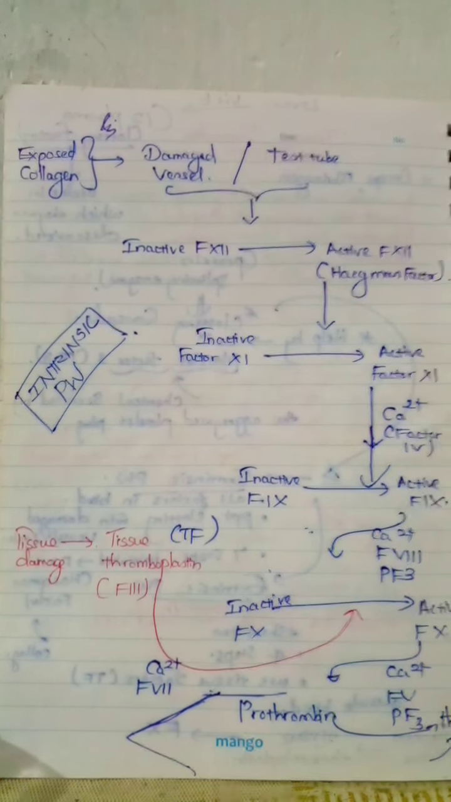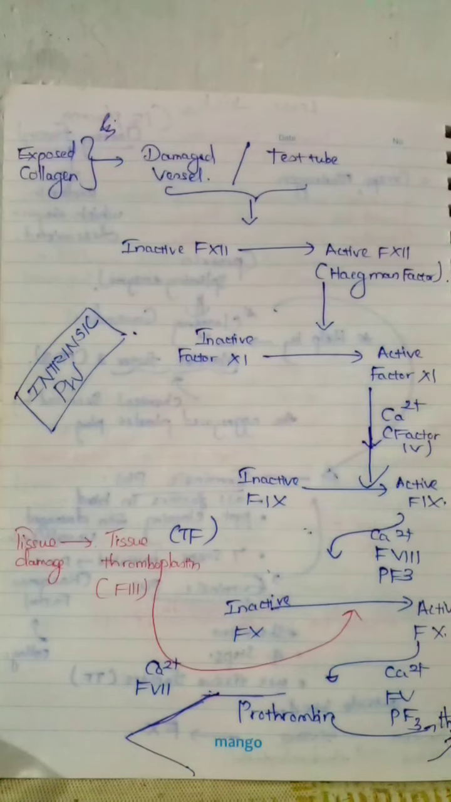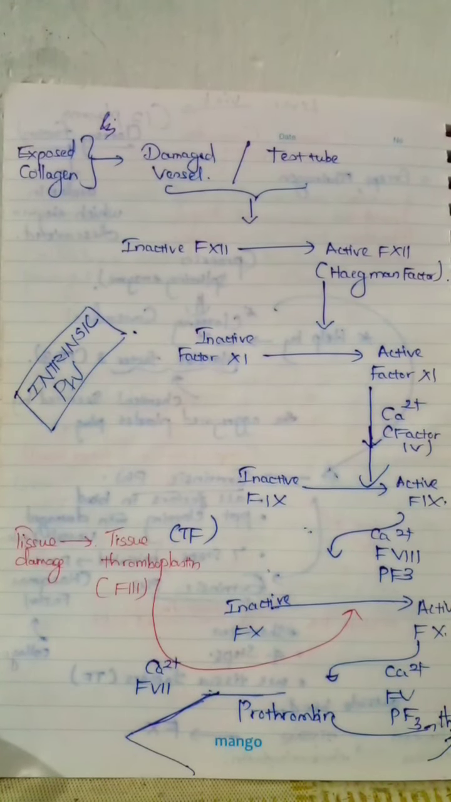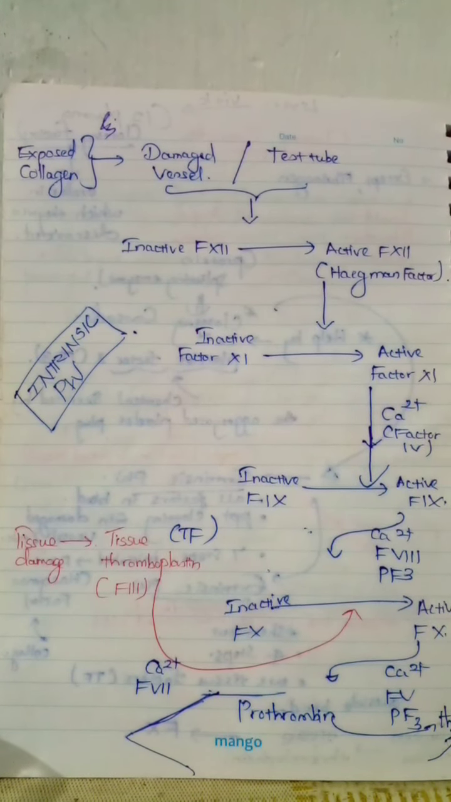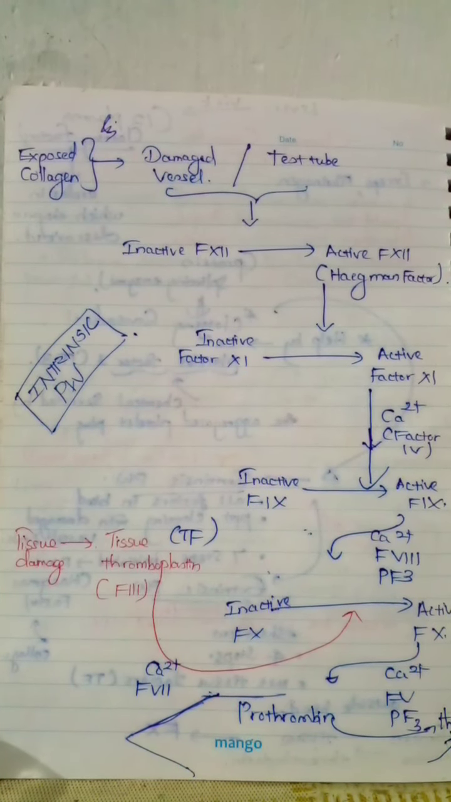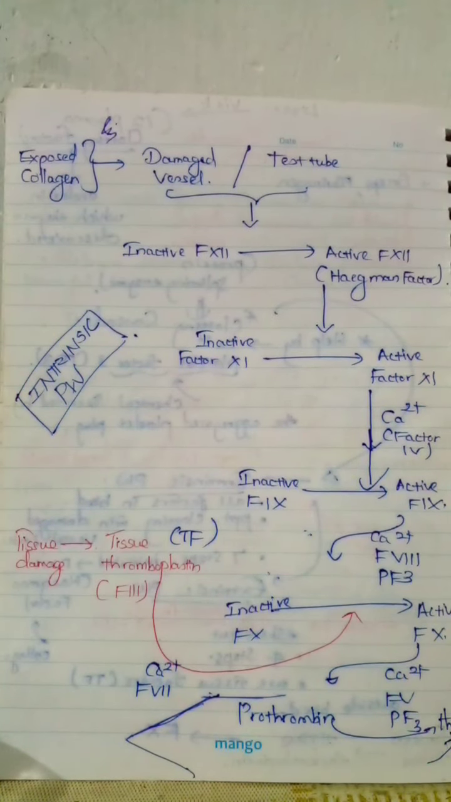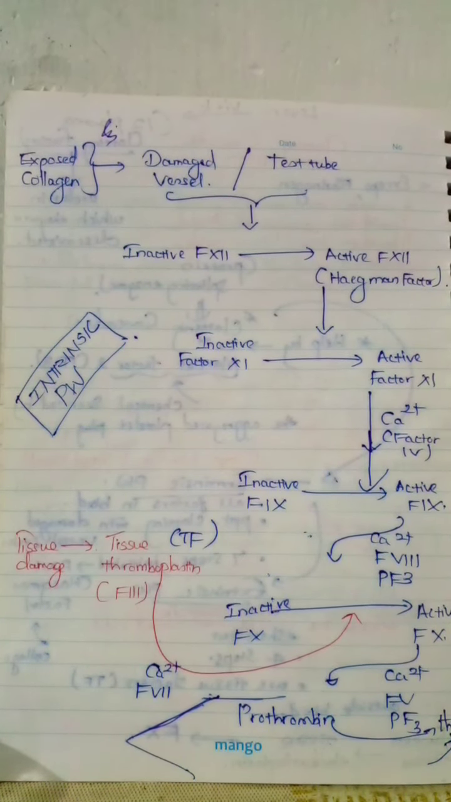Once factor 10 is activated, which is done by the tissue thromboplastin, also called factor 3, again the calcium ions and platelet factors and factor 5, along with factor 7, convert prothrombin to thrombin. So the main stage protein is the thrombin, which in turn converts fibrinogen to fibrin.